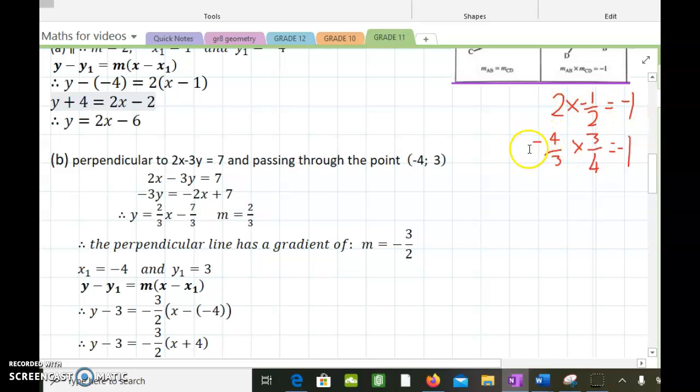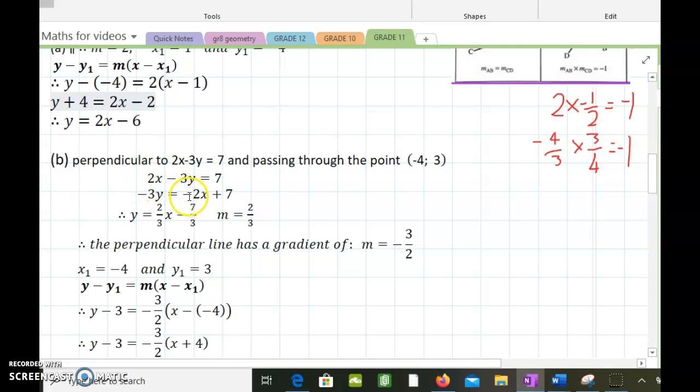Here's another example. If the gradient of the one line is negative 4 over 3, the other line would have to be positive 3 over 4. So it gives me a value of minus 1. So remember, the product of the gradients must be minus 1 when we're talking about perpendicular lines. Let's come back to this here. Before we can find what our gradient is, we need to rewrite this so that we can clearly see what the gradient is. So we can make y the subject.